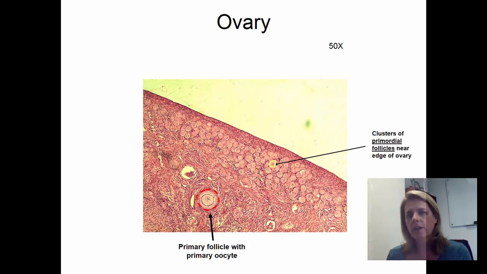So the other histology you've got to learn is just going to be the ovary. We're not going to do any of the breast or of the uterus or any of the pregnancy models. So the only histology is just going to be the ovary and the testis.